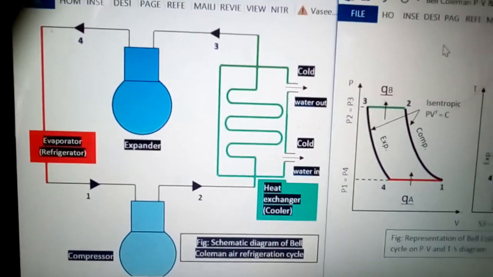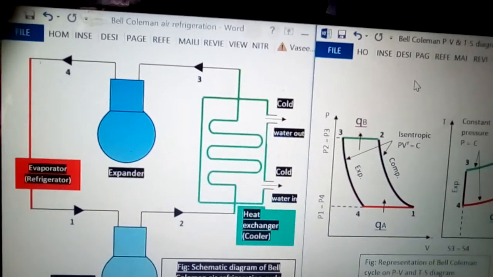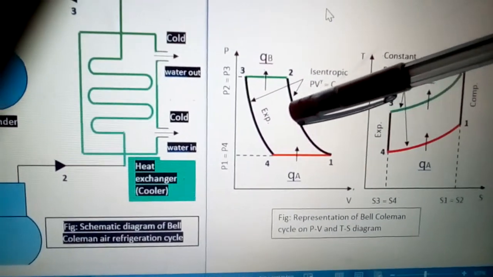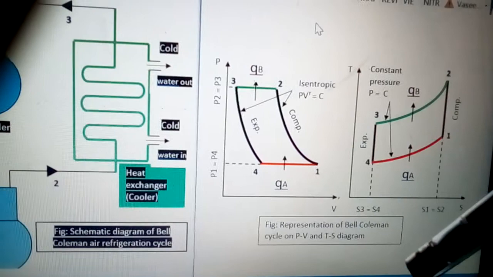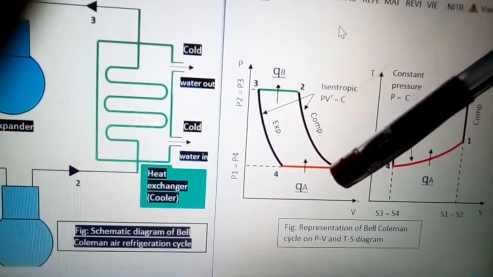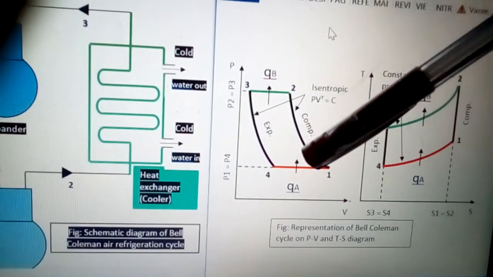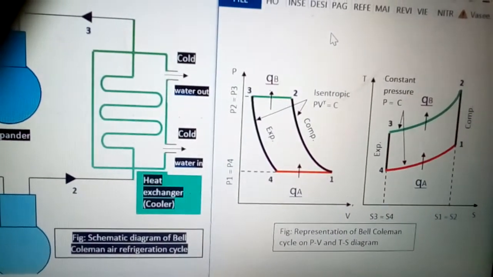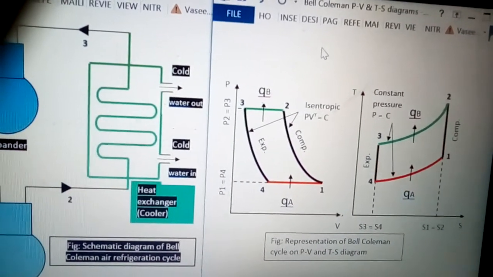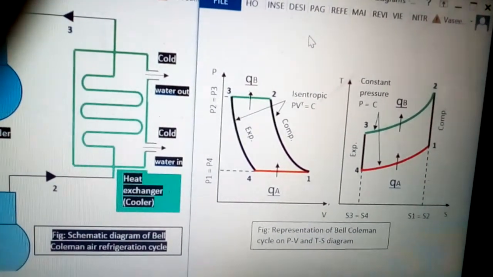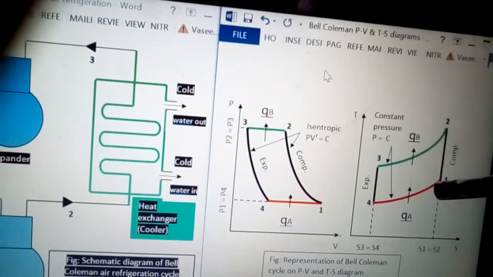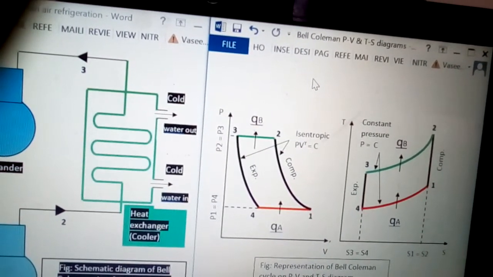So let us see the PV and TS diagrams. As you can see over here, this is the PV diagram and this is the TS diagram. First, regarding the compression, we will discuss. As you can see, the compression takes place isentropically. Therefore this process 1-2 is called the isentropic compression process. We have S1 equal to S2.